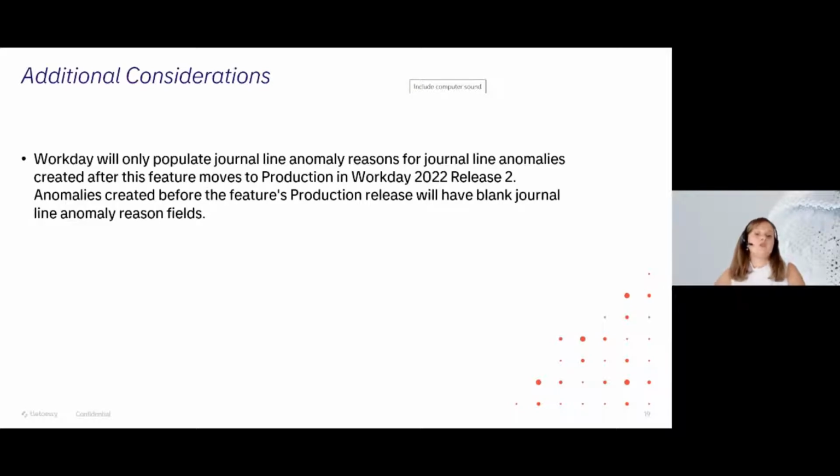There's one consideration about this feature. This journal anomaly reason will be populated only for those journal line anomalies which are created after this feature moves to production. For anomalies which are created before, this anomaly reason field will stay blank.